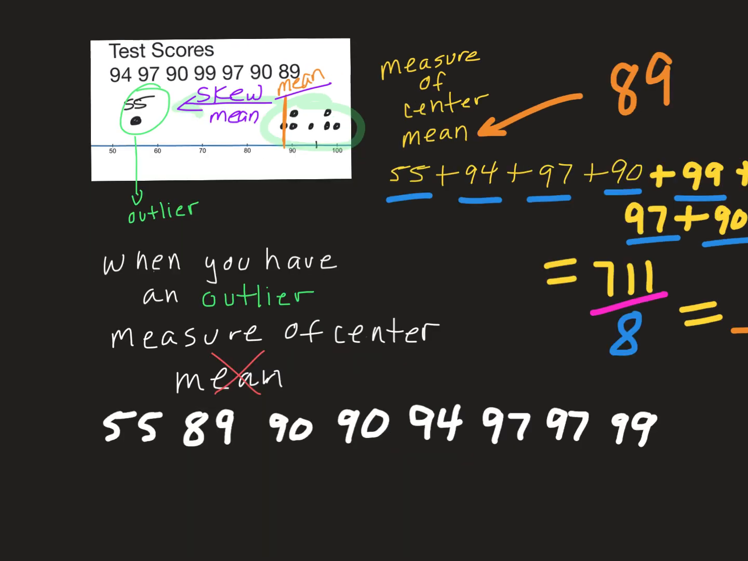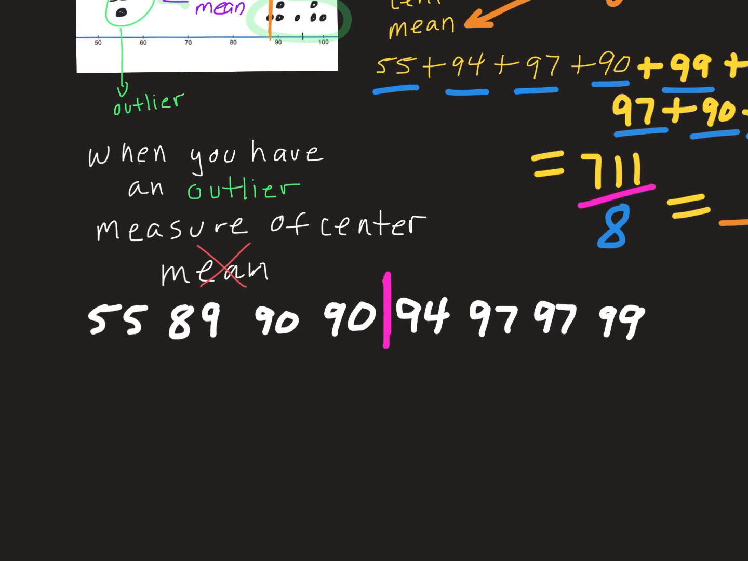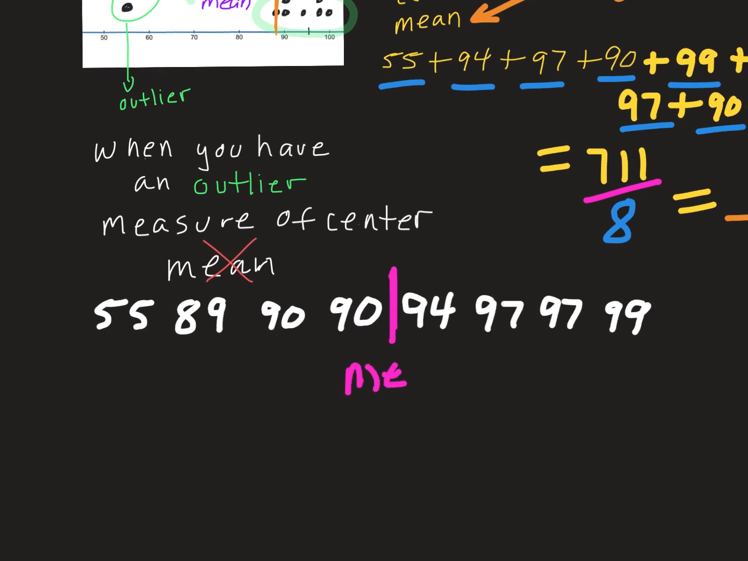So now I've arranged the data in order from least to greatest so that I can see where the middle is. And you can see that the middle is right here in between 90 and 94. What is that middle value called? Remember, that middle value is called the median. And what is halfway in between 90 and 94? Well, the median is going to be 92.